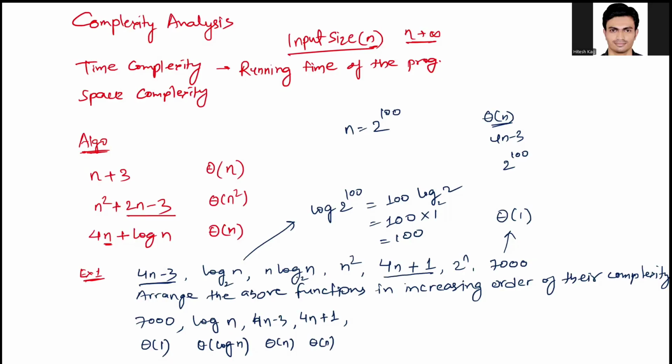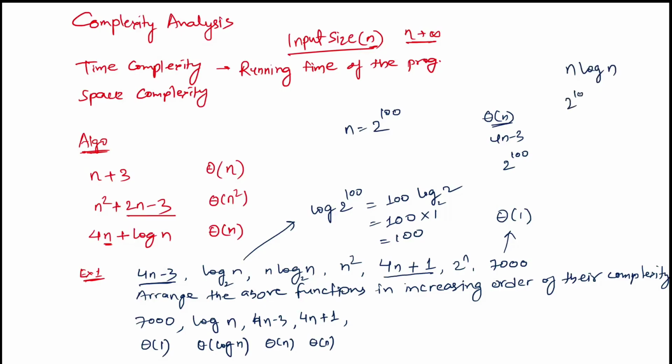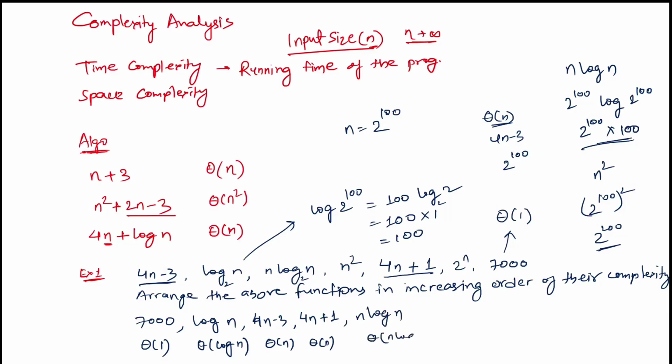Next is, if you are confused, n log n and n square, we can try this by putting some value. Okay. So if I substitute the value in n log n, 2 raised to the power 100, what will come? Log n will become log 2 raised to the power 100, means it is 2 raised to the power 100 into 100, right? Now, if you substitute n is equal to 2 raised to the power 100 in n square, you will get this value, and this will be equivalent to 2 raised to the power 200. Now you can see this is much bigger than the n log n. So n log n will come first, because it is smaller than the n square.